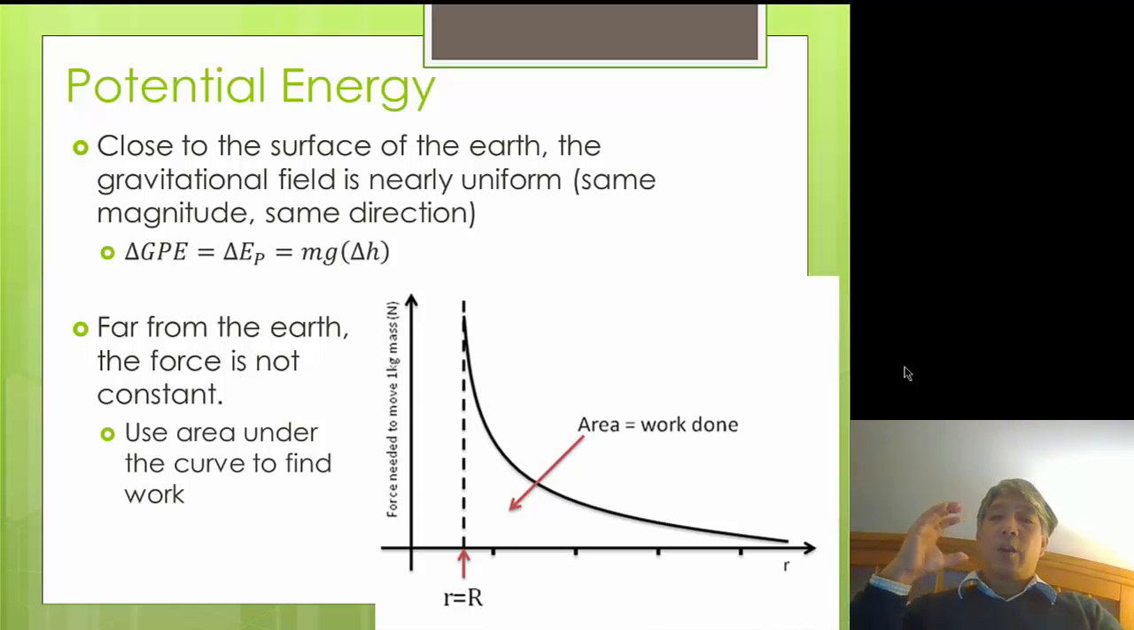But when I go farther from the Earth, or when the distances get larger, I can no longer use a constant g. Instead, I'm going to have to go back to my force distance graph, because remember, the area under a force distance graph is the work done as the object is moved from point A to point B. So this is a graph of the gravitational force and the distance starting from the surface of the Earth.